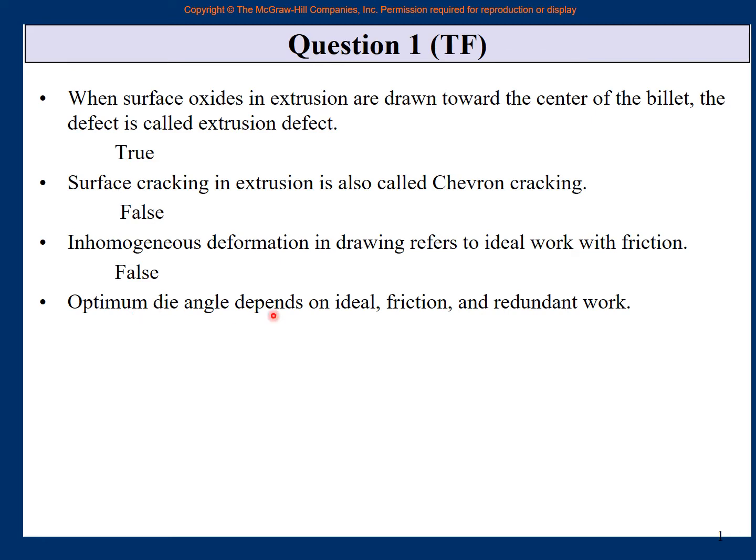Optimum die angle depends on ideal, friction and redundant work. Right? We have done it as an equation and also as a graph. So yes, this is true. Optimum die angle does depend on all three parts of the force or work: ideal, friction and redundant.